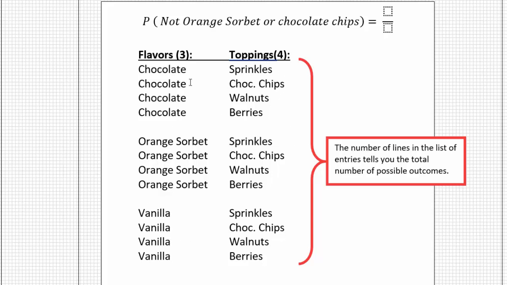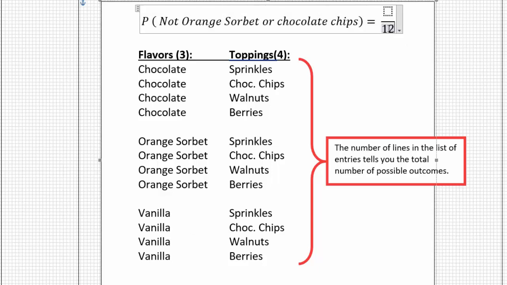And now we've represented the entire sample space, so we know the total possible outcomes, and we can put that in our denominator. So what number goes there? Well, we have 4 combinations with chocolate, 4 with sorbet, and 4 with vanilla. So 4 groups of 3 or 3 groups of 4 gives me 12. There are 12 total outcomes.